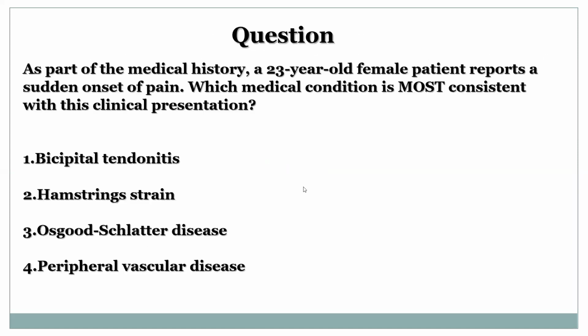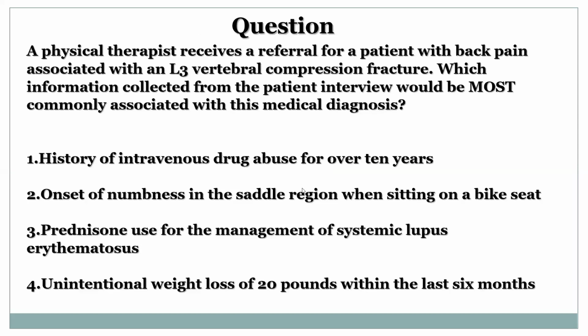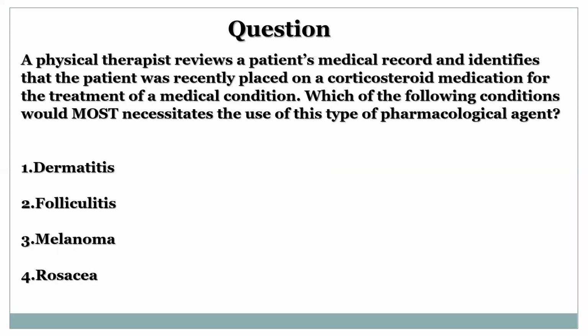Let's go ahead and read the question together. A physical therapist reviews a patient's medical record and identifies that the patient was recently placed on a corticosteroid medication for the treatment of a medical condition. Which of the following conditions would most necessitate or warrant the use of this type of pharmacological agent? Is it dermatitis, folliculitis, melanoma, or rosacea?